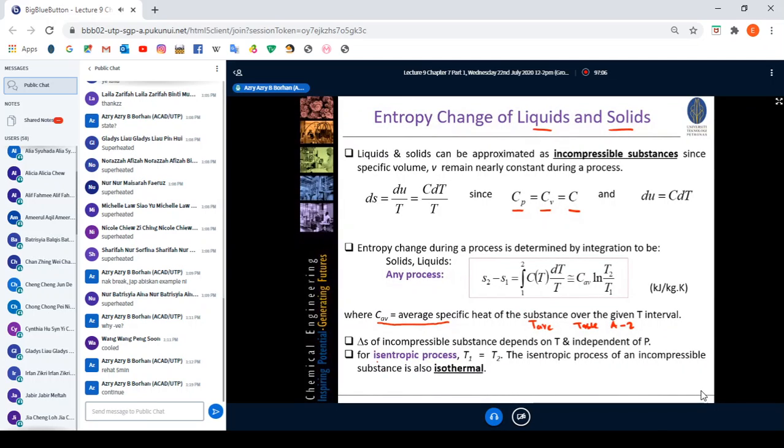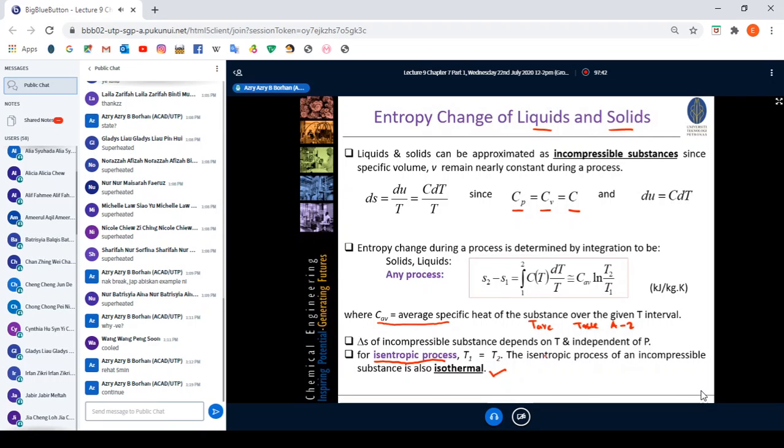Now, what happens if I have an isentropic process? If isentropic, T1 is equivalent to T2, so ln T2 over T1 is ln of one, which results in 0. So when that happens, an isentropic process of an incompressible substance is actually an isothermal process, because of this particular relation here, T1 equivalent to T2.